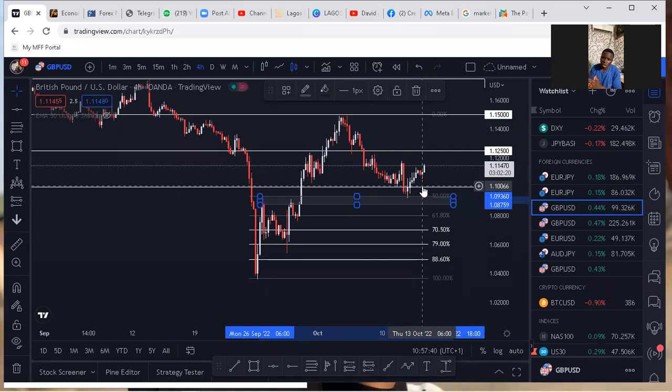Structure follows strategy. Strategy does not follow structure. Let me explain. Your strategy is not your entry. Your strategy is your trade management. All right? Your entry is your structure, or your entry should be based on your structure. I don't want to confuse your head. Lord, please help me to make this thing very basic.